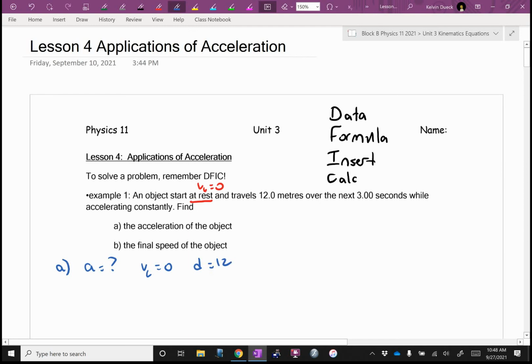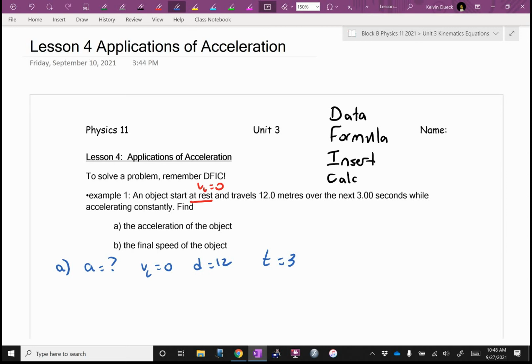I see a 3. What are the units next to that 3? So it's got to be time. That's the D part of the DFIC, listing my data. And you'll notice I know 3 things. What you're going to find is you need 3 things to find the 4th one, and then once you've found the 4th one, you can also find the 5th one. So there's really 5 variables: VI, VF, A, T, and D. Any 3 gets you all 5.